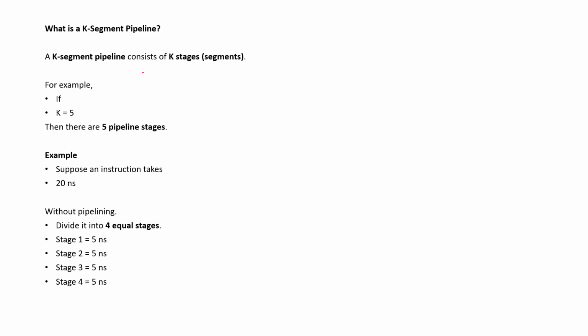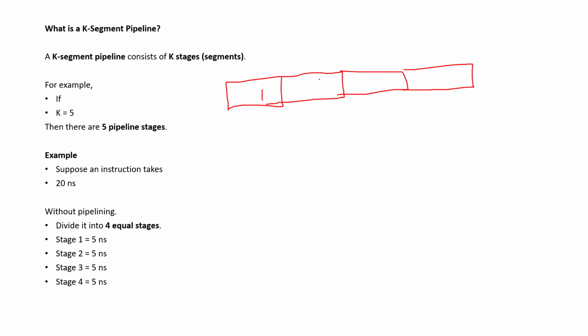For example, I'll show you: the first work is divided into four stages, stage 1, stage 2, stage 3, stage 4. Once stage one is completed, another work will start from there, the fetch operation or whatever the first stage is. Then the second stage completes, and like this it moves on with simultaneous work. That is called a pipeline.